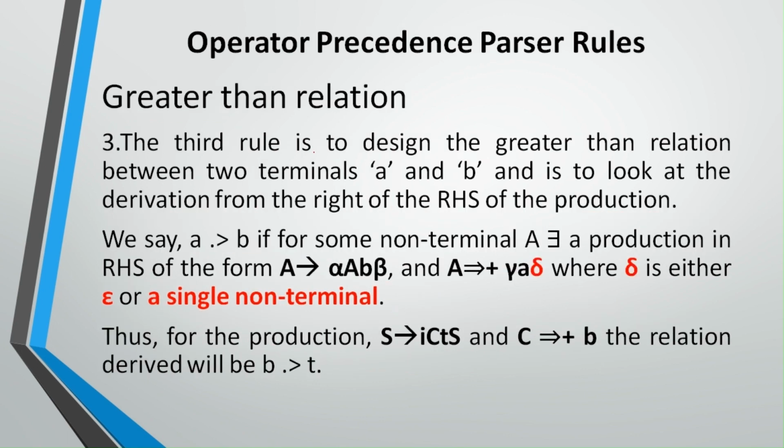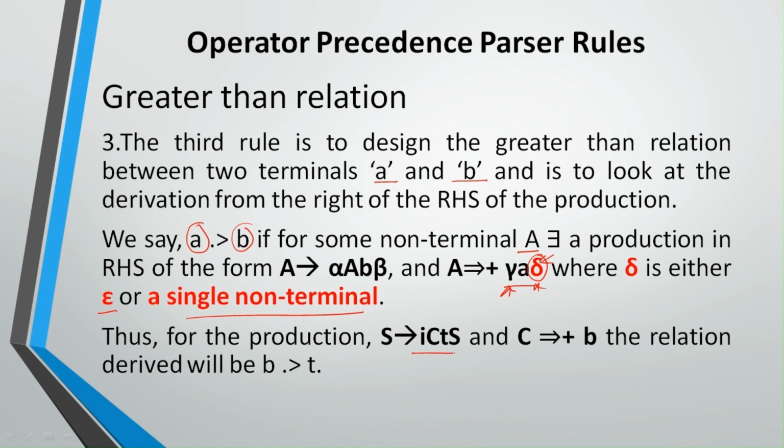Next, the greater than relation. Again, two terminal symbols are there. A has greater precedence than B if for some non-terminal A there exists a production whose RHS is of the form alpha A B beta, and A derives in one or more steps gamma A delta. In this case, just see the last part, that is delta, is either epsilon or a single non-terminal. In the lesser than relation, gamma is either epsilon or a single non-terminal. In the greater than relation, delta is either epsilon or a single non-terminal.